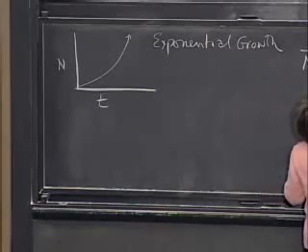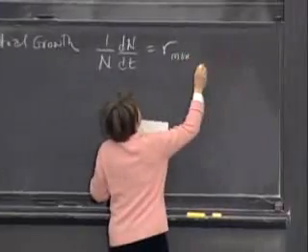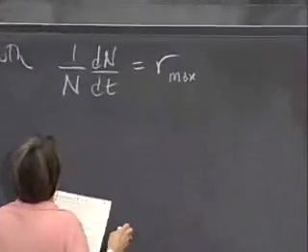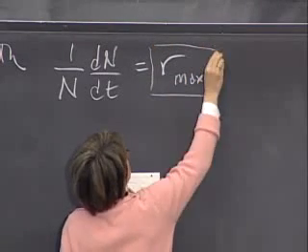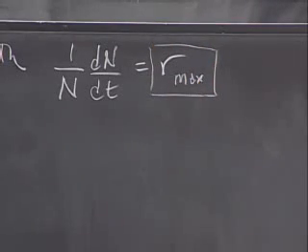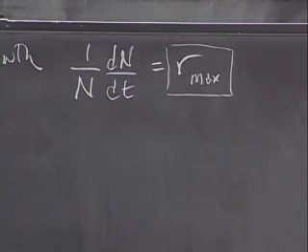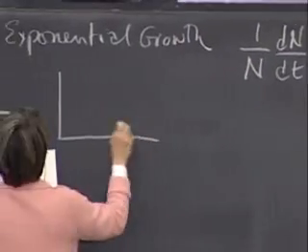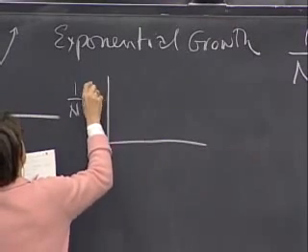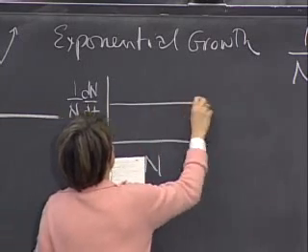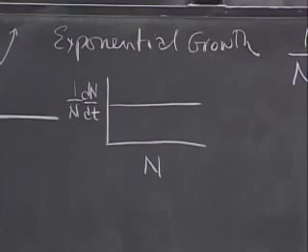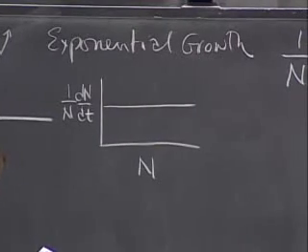So in this case, this is really a maximum growth rate. We can call that R max. And in this case, it's a constant. So when we're talking about exponential growth, the growth rate per unit time is the maximum growth rate that population is capable of under those conditions, and it's a constant. So if we want to plot it this way, 1 over n dn dt as a function of n is constant. It doesn't change as density changes.